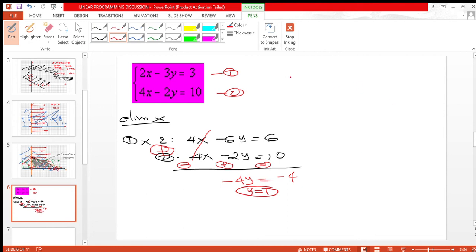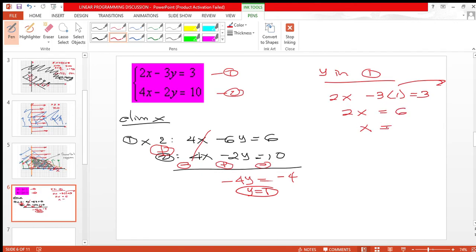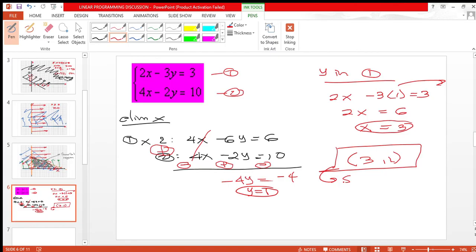Now that y is positive 1, we can substitute the value of y in any of the equations. So let's say in equation 1, we get 2x minus 3 times 1 equals 3, giving us 2x minus 3 equals 3. The 3 will be transposed, that will become positive 3. 3 plus 3 is 6. Divide both sides by 2. X will be equal to 3. Therefore, the ordered pair (3, 1) is the point of intersection of these two lines. And in algebra, we call this the solution set.